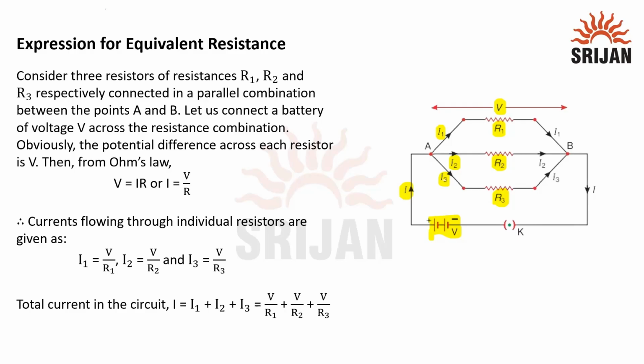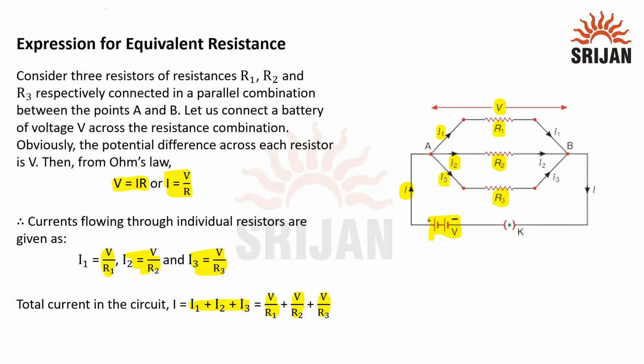So now as per Ohm's law, we know that V is equal to IR and we can rearrange this formula to write it as I is equal to V divided by R, that is current is equal to potential difference divided by resistance. So from this we can find out the current flowing through the individual resistors. So I1 comes out to be V by R1. Similarly, I2 is equal to V by R2 and I3 is equal to V by R3. Now we know that in case of a parallel combination, the total current in the circuit is equal to the sum of currents flowing through each branch. So I is equal to I1 plus I2 plus I3 and I1 is V by R1, I2 is V by R2 and I3 is V by R3.